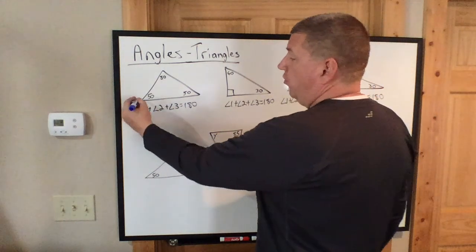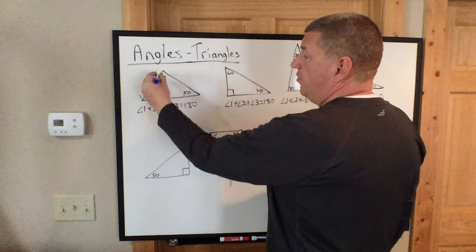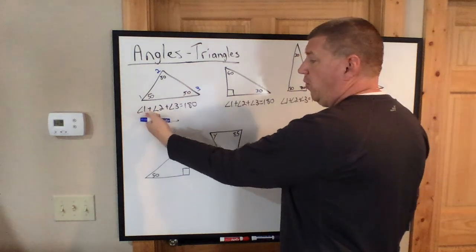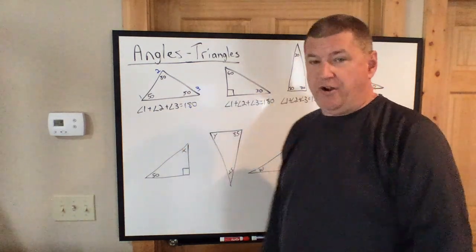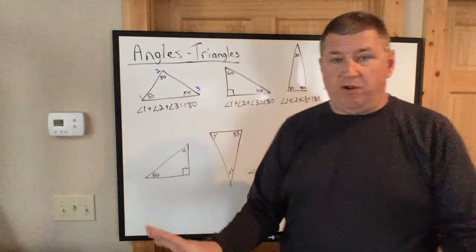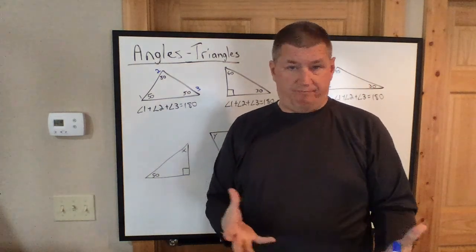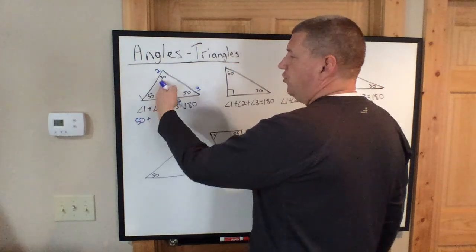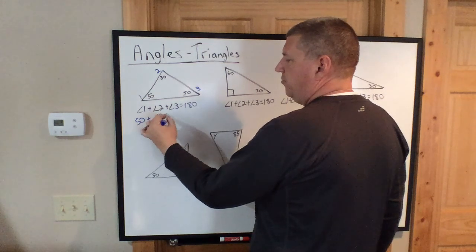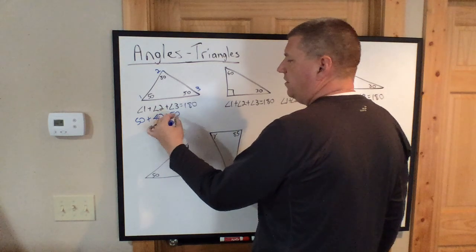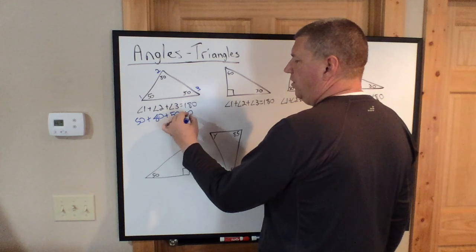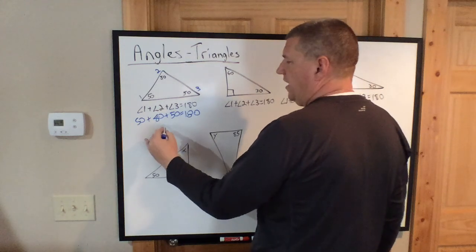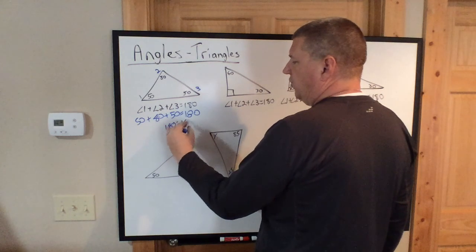So angle 1, we'll call this one angle 1, plus angle 2, we'll call this one angle 2, plus angle 3, call that one angle 3. Angle 1 plus angle 2 plus angle 3 has to equal 180 degrees on every triangle that has ever been drawn because that's what they add up to. So angle 1 is 50 plus angle 2, which is 80, plus angle 3, which is 50. Does that equal 180? 50 plus 50 is 100. 100 plus 80 is 180 equals 180. So those are all good.